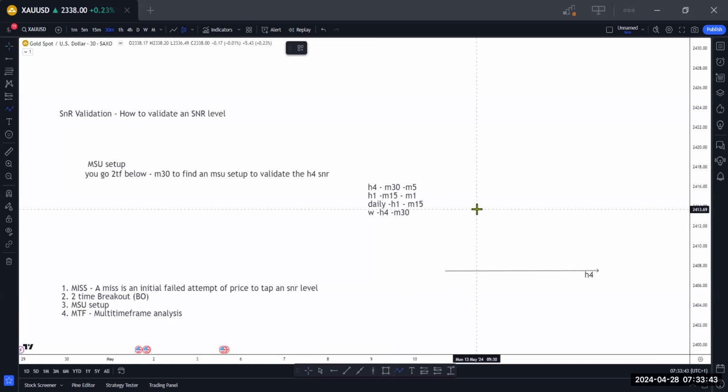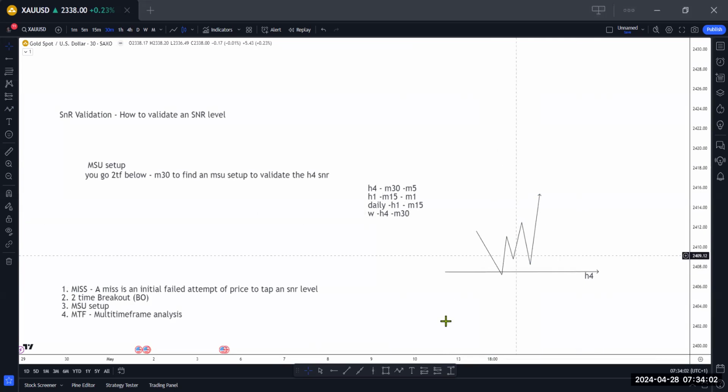Right? So if we have an M30 setup, H4 SNR, our M30 MSU would be something like this. Okay, price is going to tap the level on the M30, break this level, and comes to take out this level and goes high. This is our buy MSU setup.